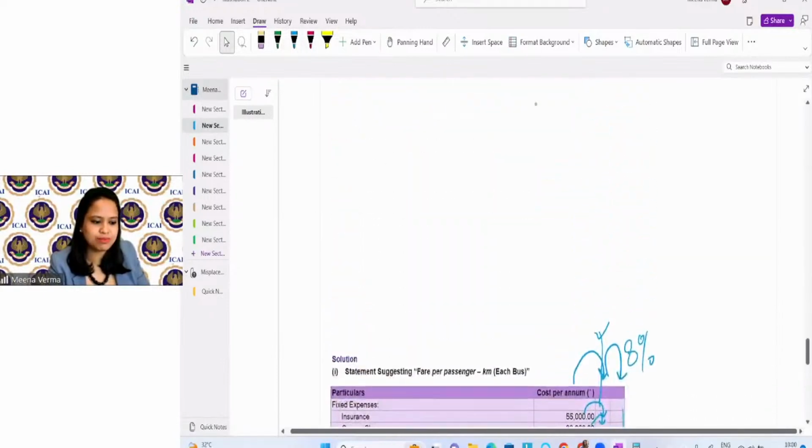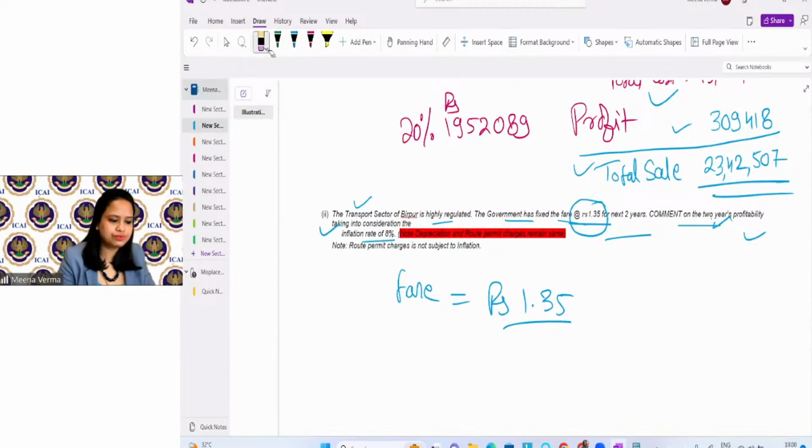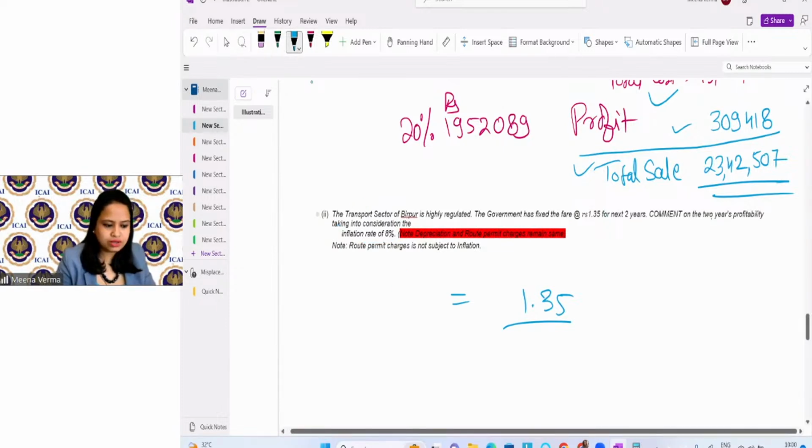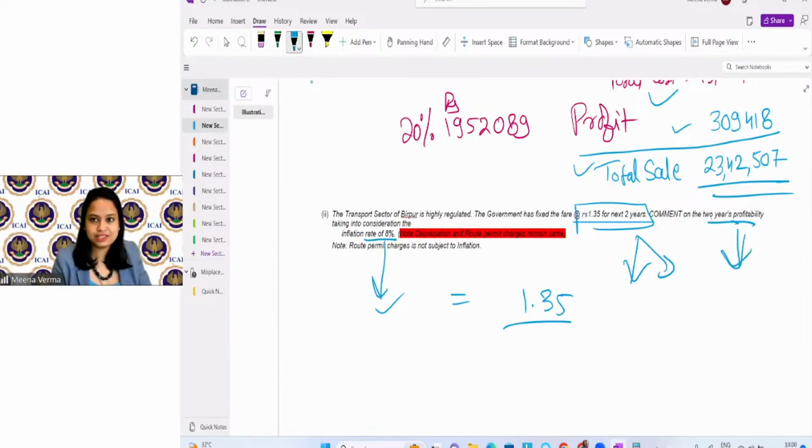You can see the second part. It is clearly given here. What fare rate will be fixed for the next 2 years? It will be fixed. Meaning, total revenue is fixed for both the years. But the cost will increase due to inflation of 8% every year. So the cost will increase, and then you have to find out the profitability in each case.